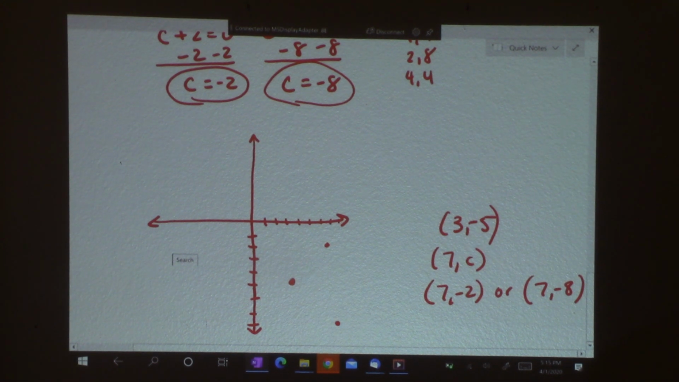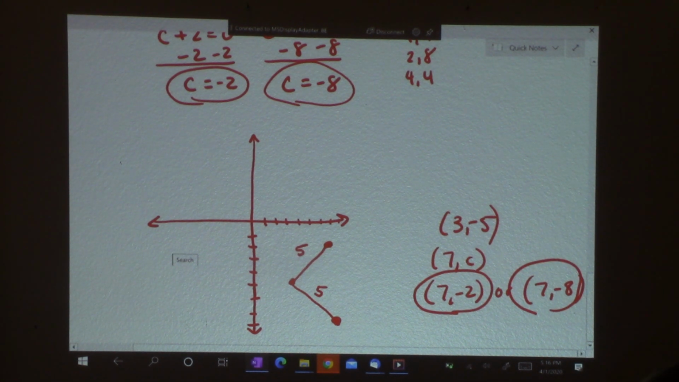So do you see what I have? My graph is a little off. This distance is 5, and this distance is 5. So I have two different answers that both work to give me the distance of 5. There are 2 points that are exactly 5 units away from 3, negative 5. Do you see that? So that's why I have 2 answers.